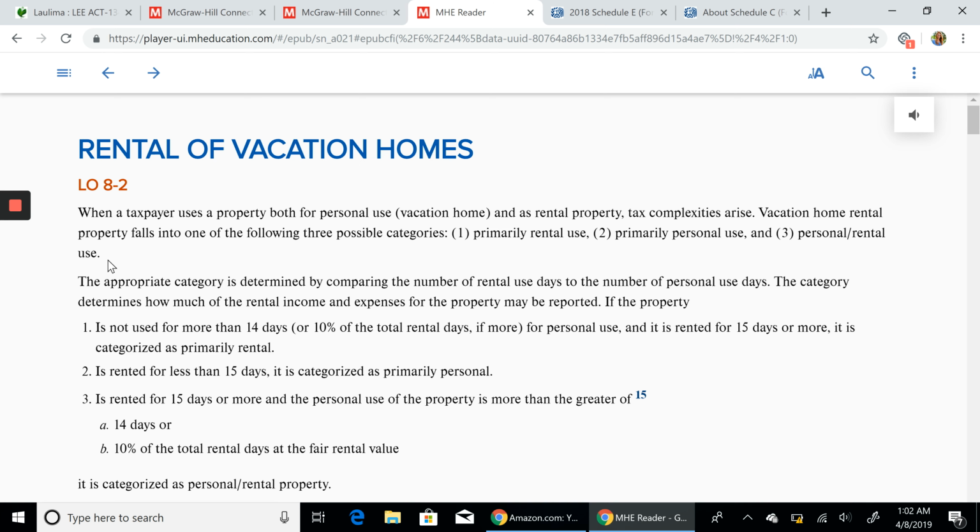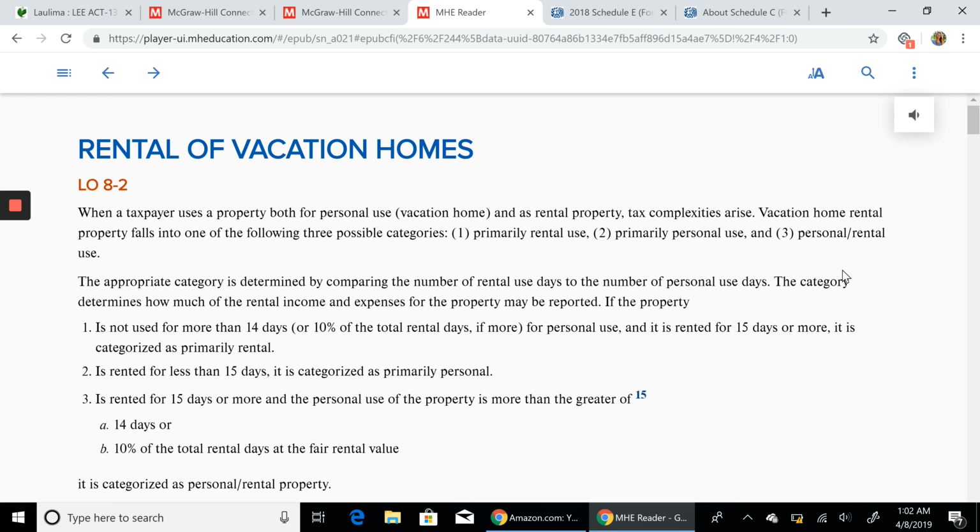Vacation houses do have more rules, like I mentioned already. So if the house is rented for less than 14 days, then you actually do not categorize it as a rental. It is not used for more than 14 days for personal use, or 10% of the total days rented if more, and it is rented for more than 15 days. So that means that's the beginning threshold that it starts to qualify for rental.